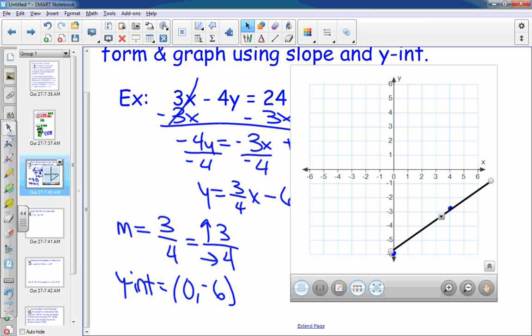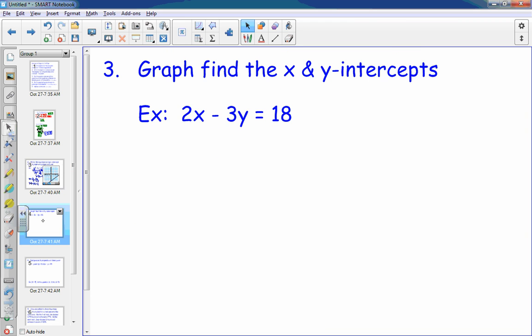And then you're done. Do we understand that, yes or no? Easy? One problem like that tomorrow. The next one is going to be graphing, finding the x and y intercepts. So 2x minus 3y is equal to 18.